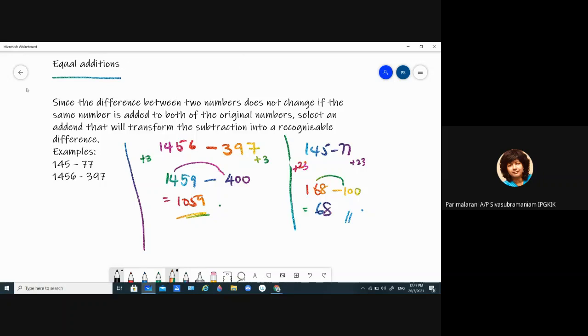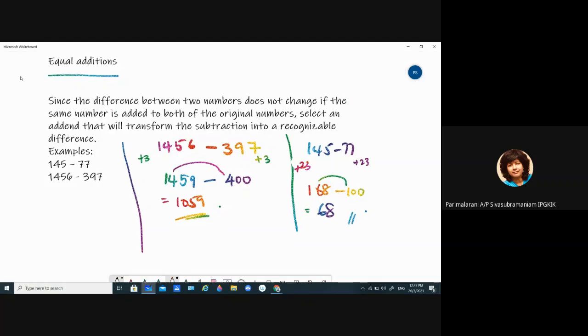So any questions so far? For mental computation, we have looked at 5 different strategies to compute mentally, other than all the thinking strategies that you have learned earlier. Okay, so any questions?